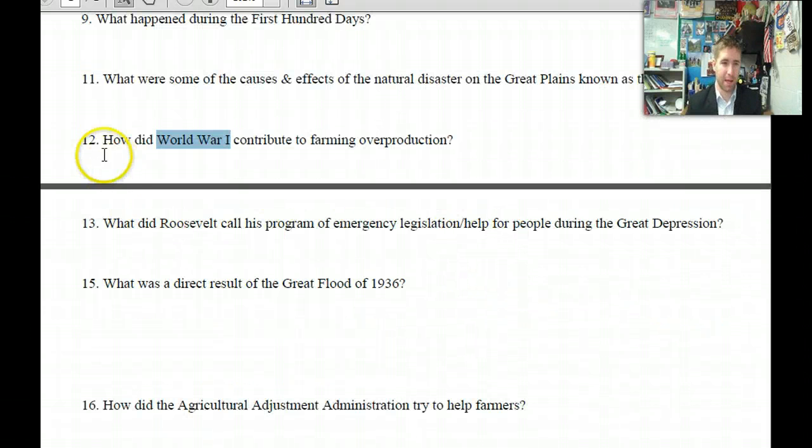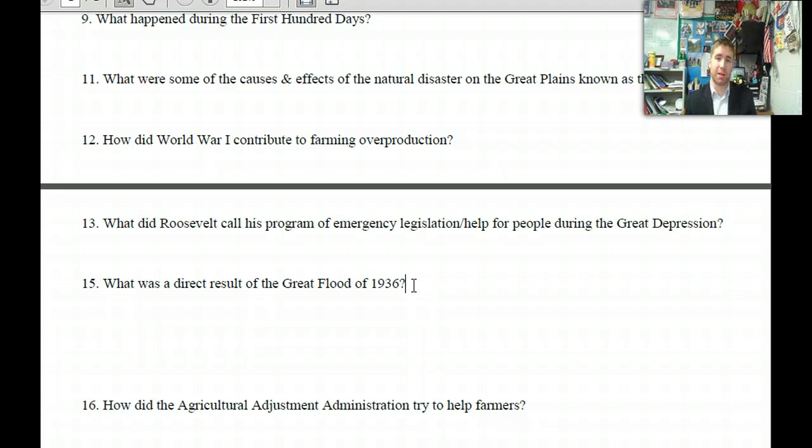All right, so we already looked at 12, 13, 15, direct result of the Great Flood of 1936. So after we have these floods, which is kind of interesting, you have one part of the country that is desperate, absolutely desperate for water, and another part of the country that has way too much.